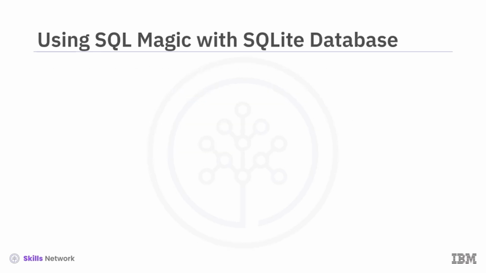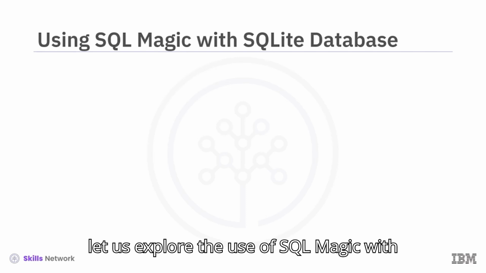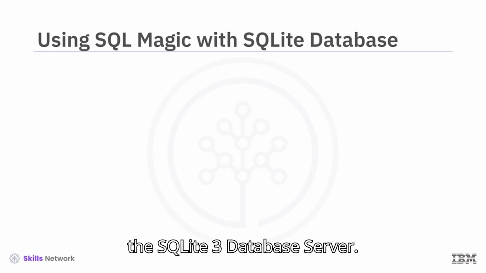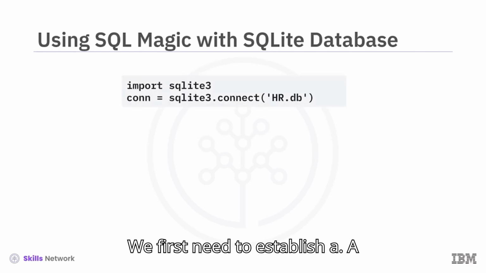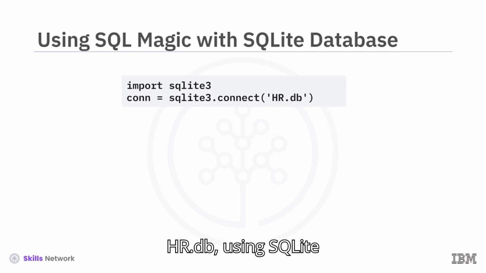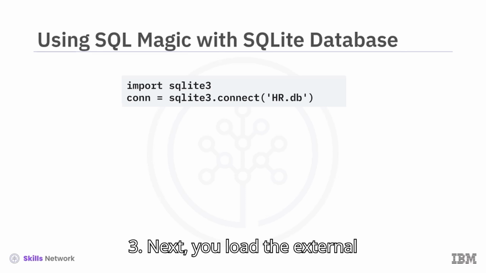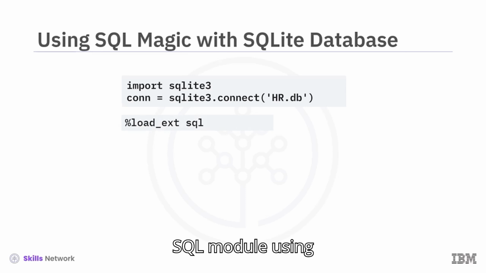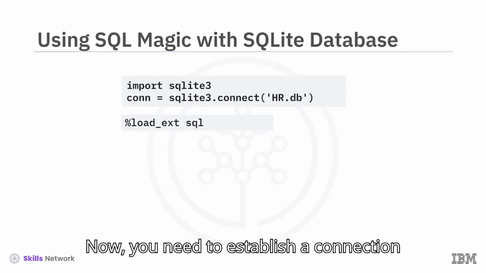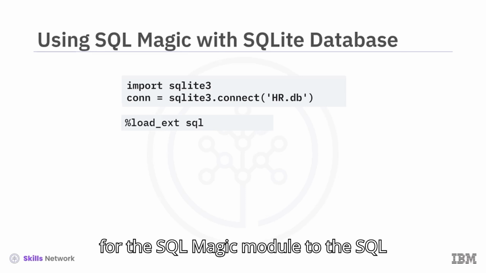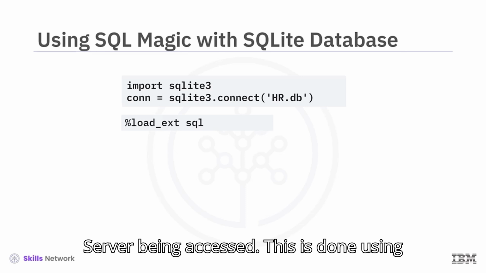As an example, let us explore the use of SQL magic with the SQLite3 database server. We first need to establish a connection to a database, say hr.db, using SQLite3. Next, you load the external SQL module using %load_ext sql. Now, you need to establish a connection for the SQL magic module to the SQL server being accessed.